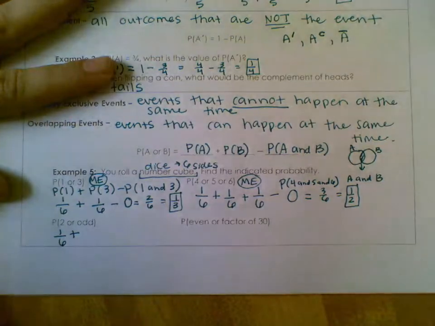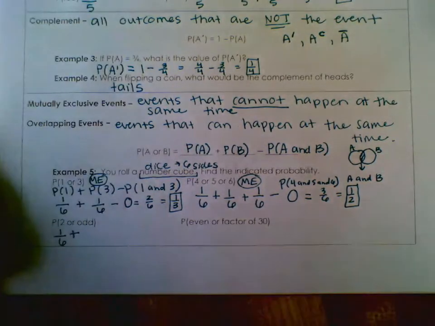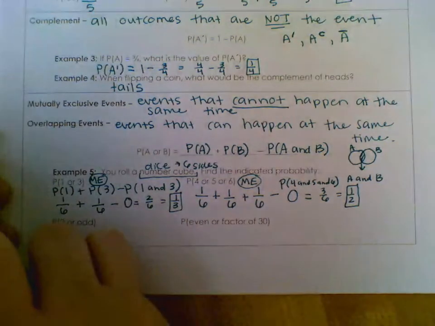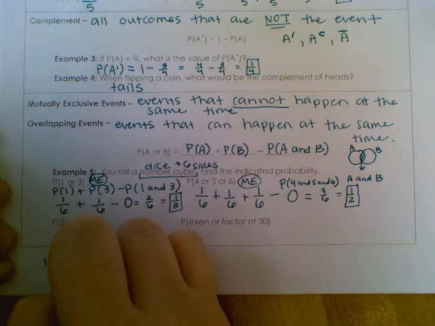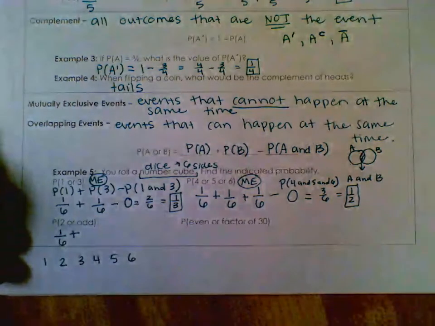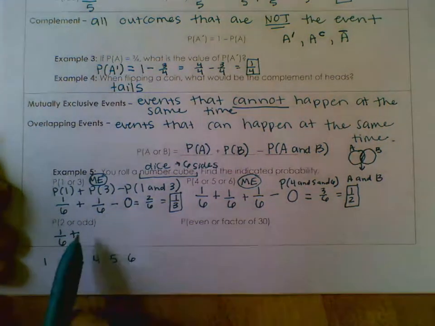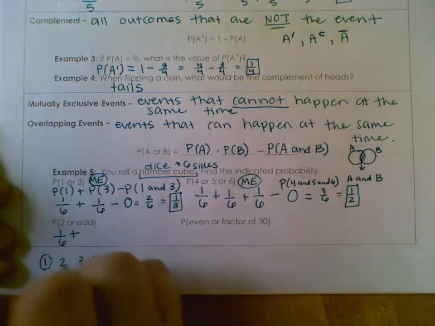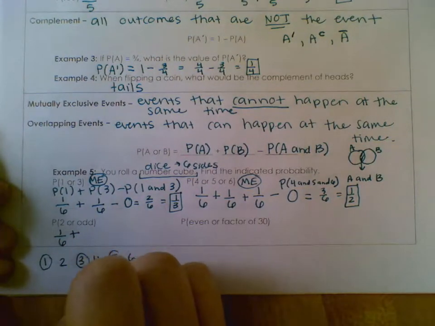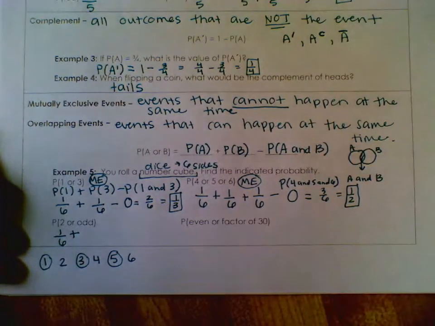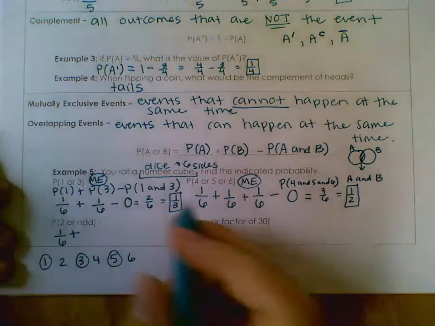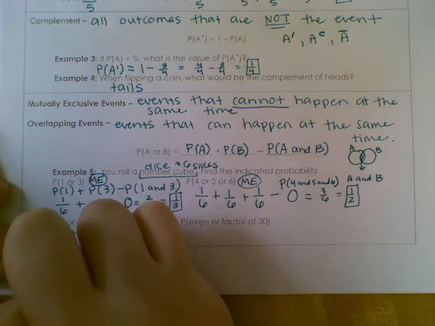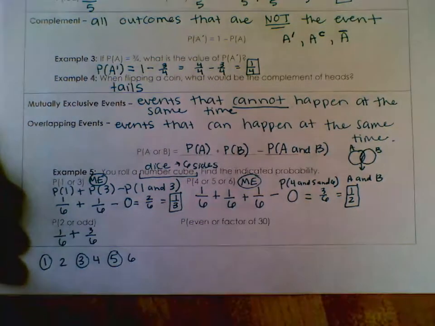Plus, what's the probability that I could roll an odd number? Let's look at all the numbers all together. I could roll a 1, 2, 3, 4, 5, or 6. How many of those are odd numbers? 1, 3, and 5 are all odd numbers. So the probability of rolling an odd number is 1, 2, 3 odd numbers out of 6 numbers total.